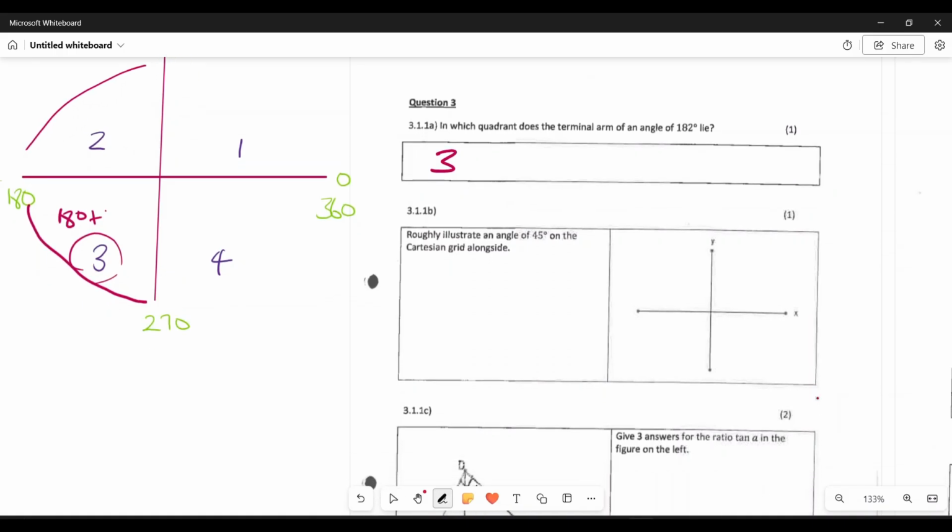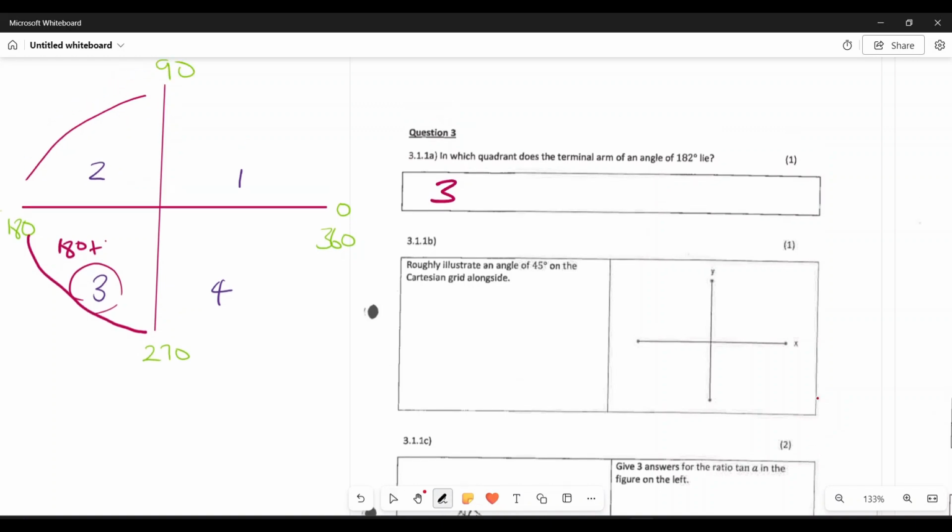Now here we need to roughly illustrate angle 45 degrees on the Cartesian plane. Remember I said from this point to that point it's 90, meaning that 45 has to be half of that. So here I'm going to try and draw it, and my reference angle should be here, the 45 degrees.